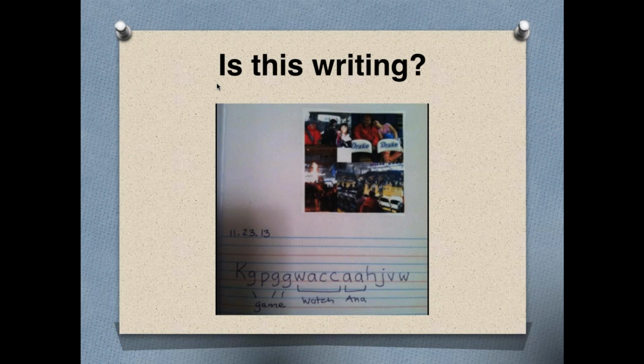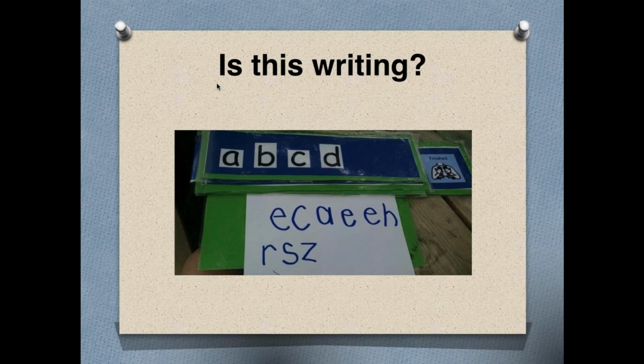This is early writing. This is a student who selected some photos to represent an idea, used the photos as a support, while she generated text to share that idea. It's not yet completely recognizable, but we're on our way to conventional writing where anyone who is literate in her language can understand the message that she's trying to convey.